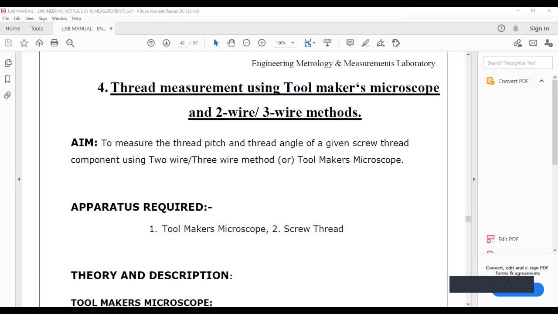Once it is over, please remind me so that we can move towards the screw thread terminology and the existence of the parts on the particular screw thread.